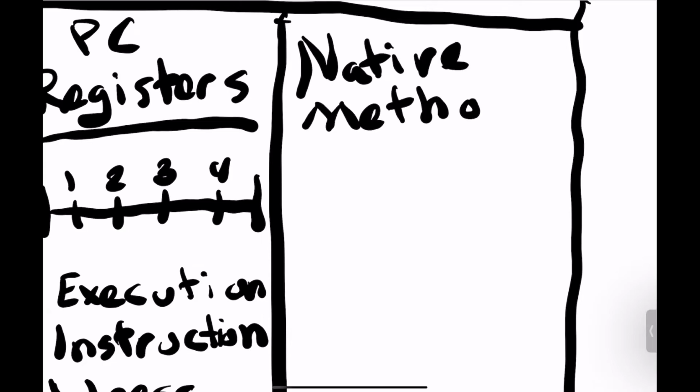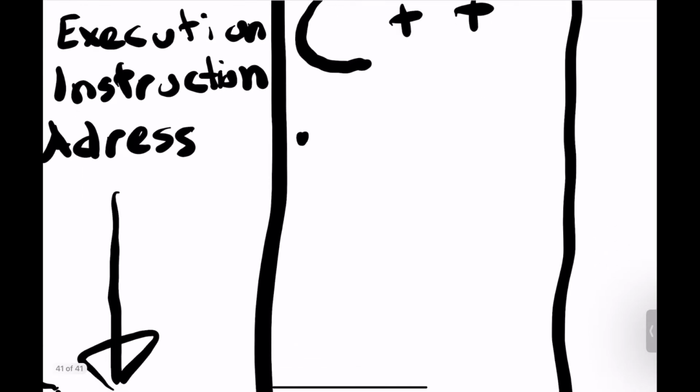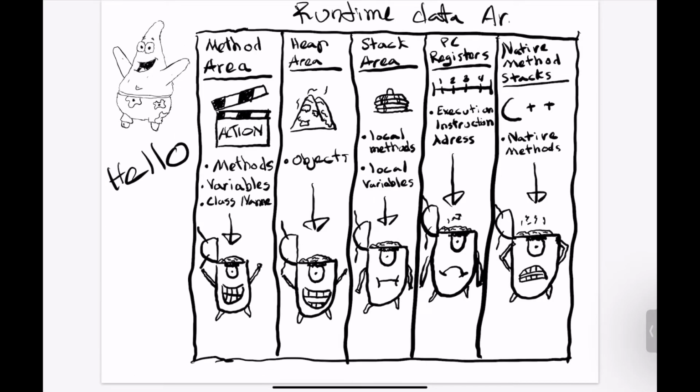Native method stacks hold information on native methods. Native methods are methods written in languages other than Java, such as C or C++. This lets JVM implement Java native code.